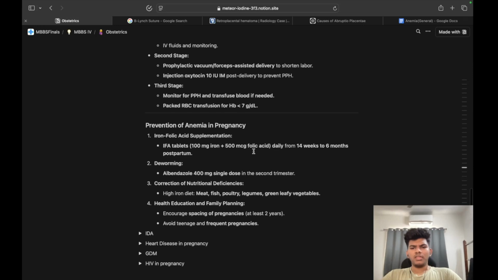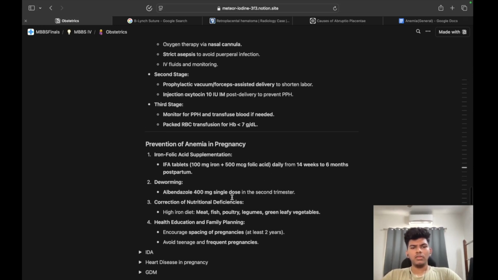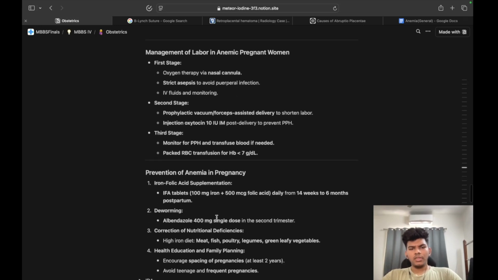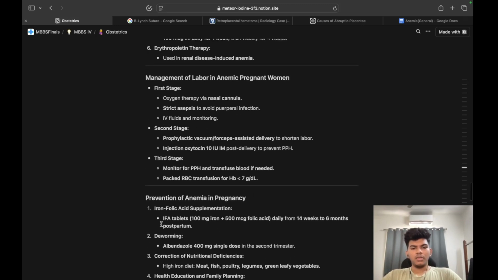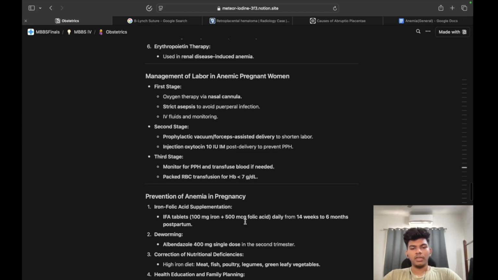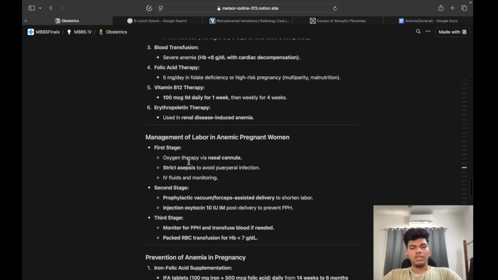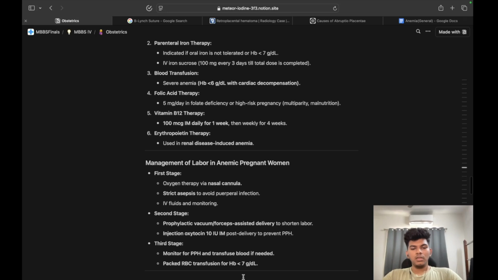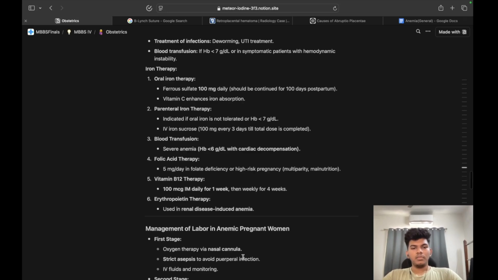So everything makes sense. This one also is fine. This one is a proper, intuitive understanding of how to go about things. Only this one is a dose. These three doses are 100, 500 microgram and again 400. And here it is clear we want to maintain oxygen supply. Here it is shortening the duration of labor and preventing PPH overall, and then transfusion if it is extremely bad.